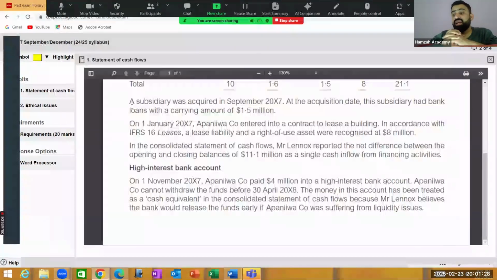So again, you can see here in this question, you have 8 marks related to the cash flow statement. And these marks are very basic marks, relating to very basic concepts of the cash flow statement. And again, if you have the knowledge and the skill, then you can get maximum marks in this part of the question.